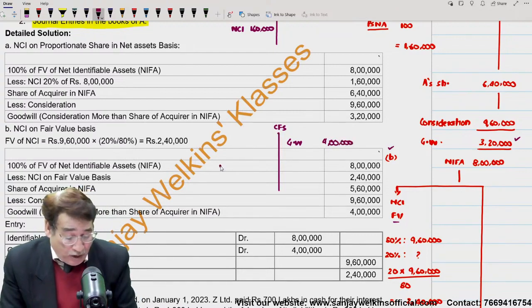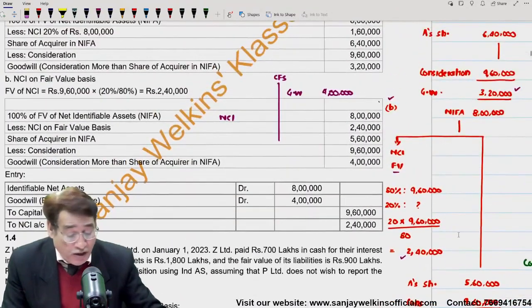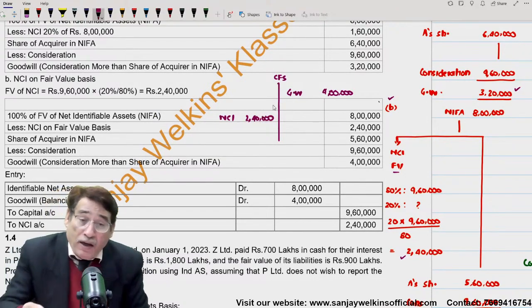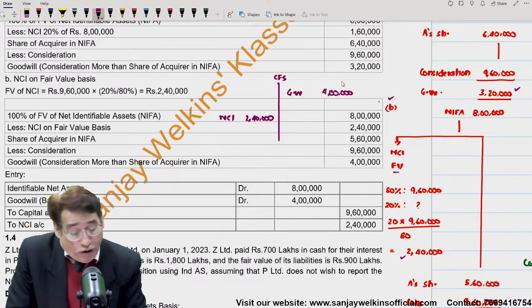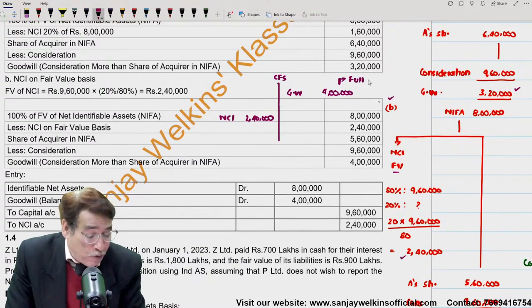Correct? And then I am going to write NCI also. Now, in this case, NCI share is 2,40,000. In this particular case, the goodwill which is appearing in the balance sheet is known as the full value of goodwill. This is the full cost method of goodwill also.